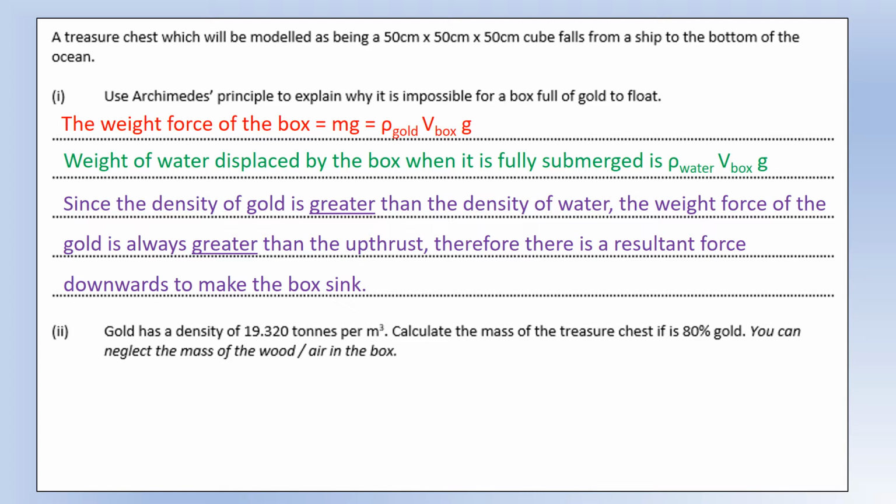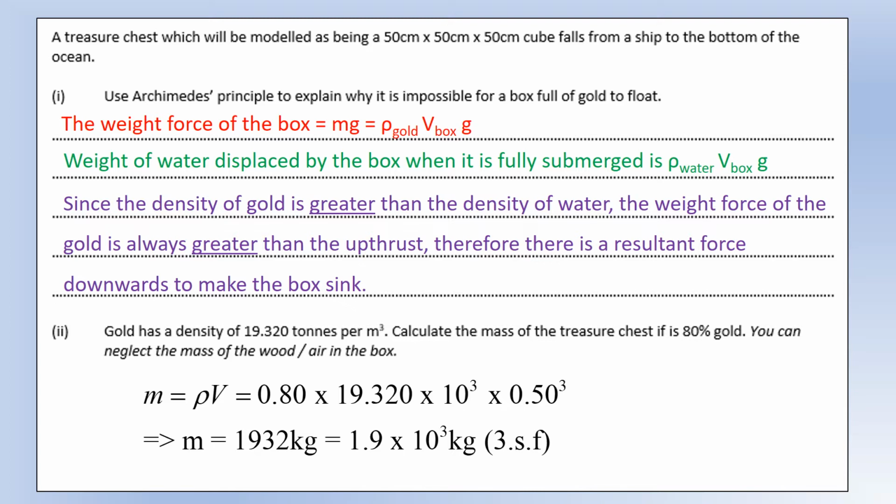Gold has a density of 19.320 tons per meter cubed. Calculate the mass of the treasure chest if it's 80% gold, and we can ignore the mass of the wood or the air in the box. To get mass, we're going to do density times volume. It's 80% gold, so essentially 80% by volume, which is why there's a 0.8. We've multiplied by 10 to the 3 to convert it into kilograms per meter cubed, and all of the lengths have been converted into meters before cubing them, giving us a total mass of 1932 kilograms, or just under 2 tons, which is obviously very heavy, but it's full of gold, so it's going to be pretty heavy.